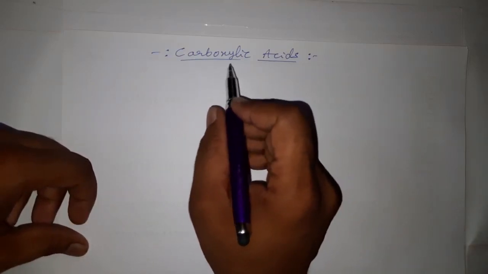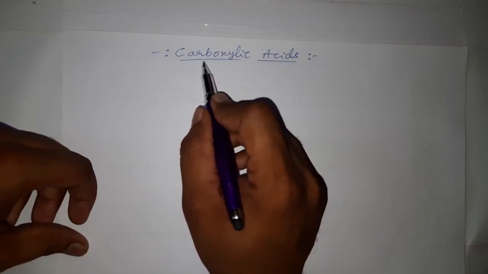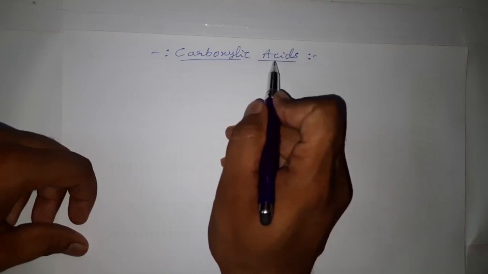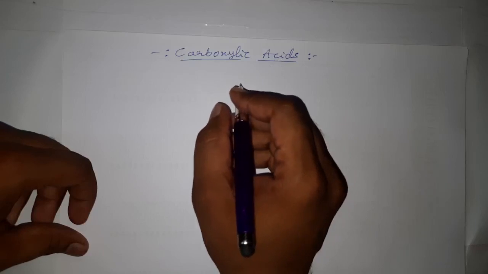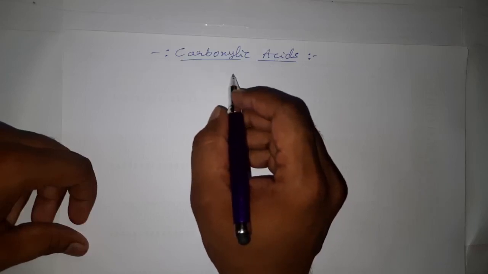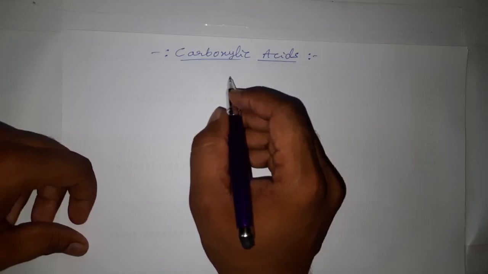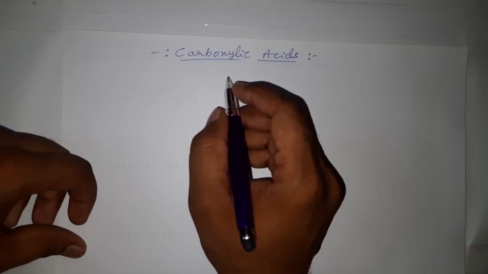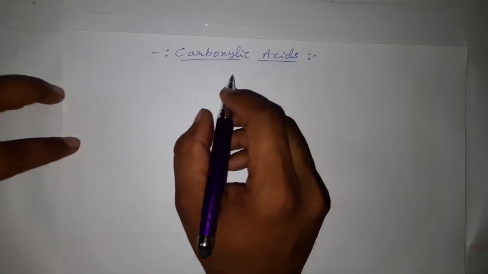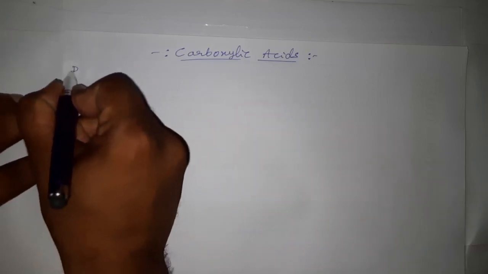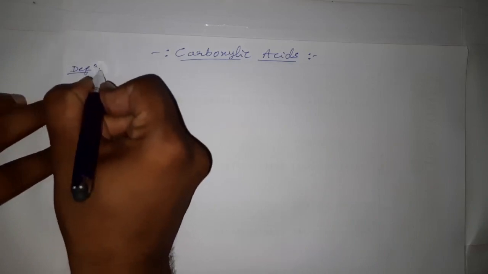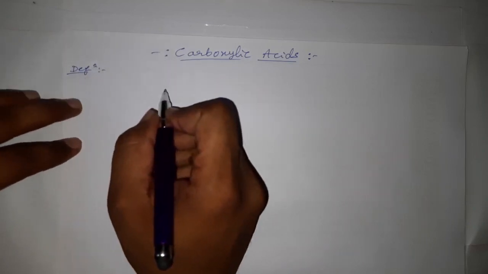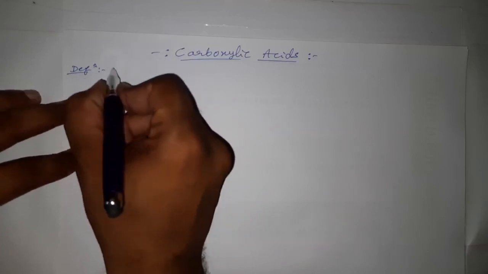In this class we are going to start a new chapter, that is carboxylic acids. And in this session we are discussing the definition for carboxylic acid, the nomenclature methods for naming the carboxylic acids, and the structure and bonding which is present in the carboxyl functional group. Let me start this session by defining carboxylic acids. And how can we write the definition for carboxylic acids?